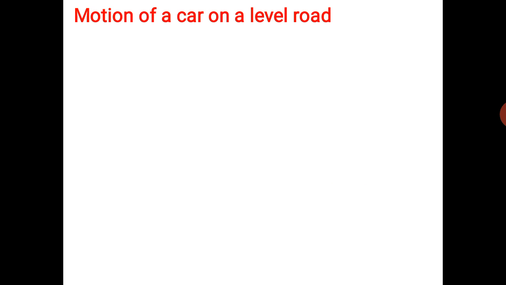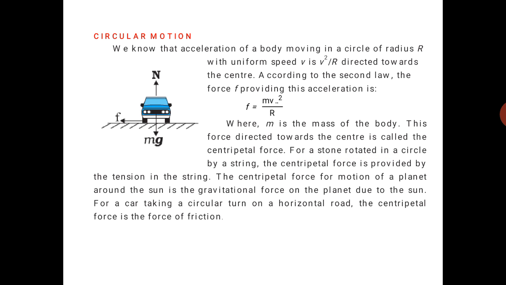See, now the motion of a car on a level road. So three forces act on the car as shown in the previous figure. See here, three forces that will act on the car. One is mg acting downward, another one is N which is normal to the surface, and one more is the frictional force.